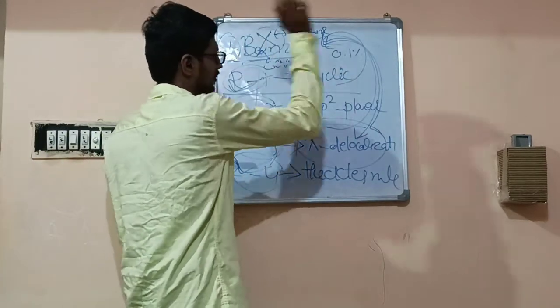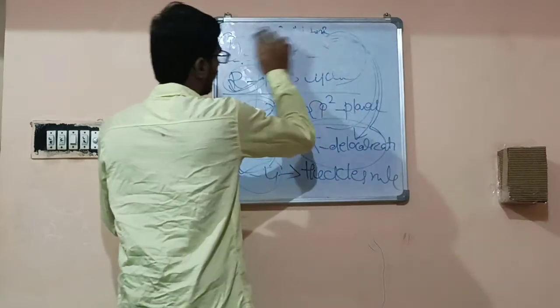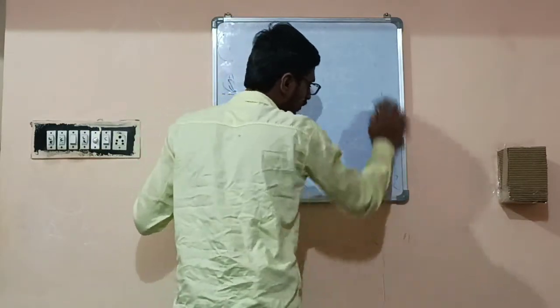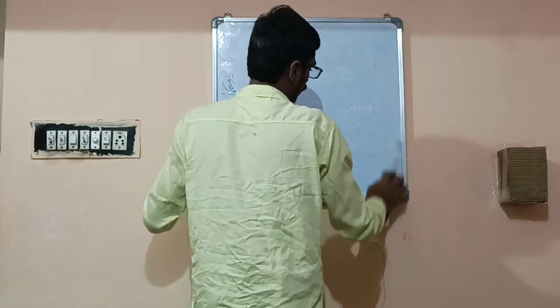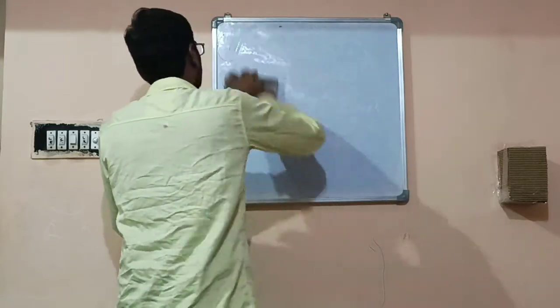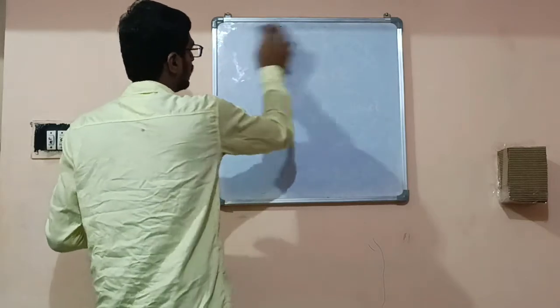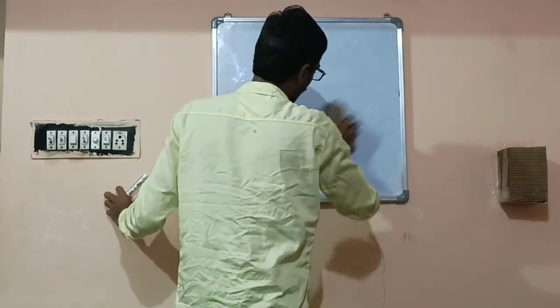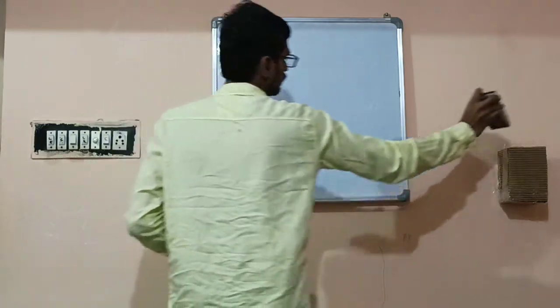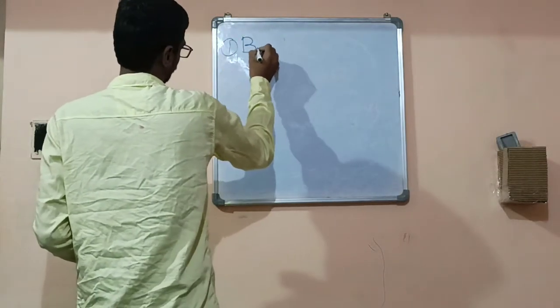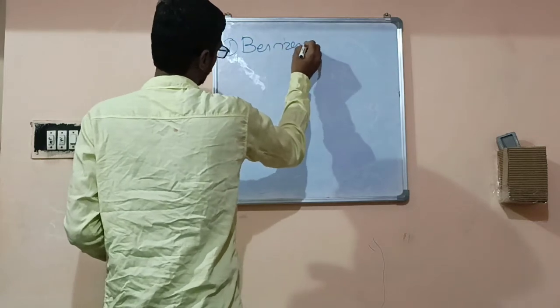Now let us begin with benzene. Let us draw the structure of benzene, and then we'll explain the characteristics of all the rules. Then we'll apply all the rules to benzene. Now let us start with benzene.